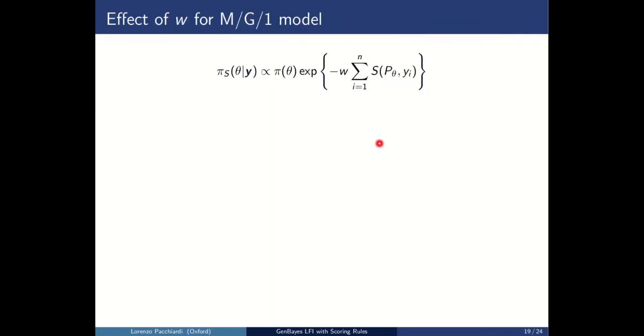So finally, we also study the effect of this W in the scoring rule posterior. So if we get back to the scoring rule posterior, you see that this W here has an important role. So we investigate empirically how changing W impacts the posterior distribution for 2 different models. Here we consider the MG1 model, which is a queuing model with 3 parameters.